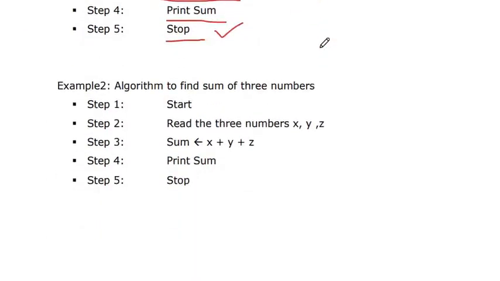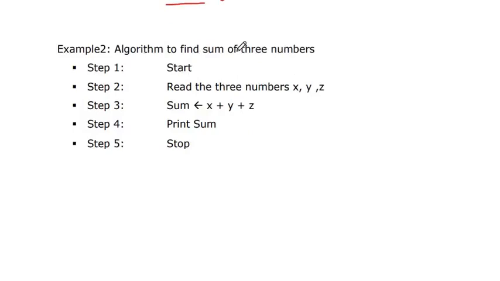Now let us see the second example. Algorithm to find the sum of three numbers. First we have to start the algorithm with the first step, that is the start step. Second step is what? We have to read the three numbers. They are x, y and z.